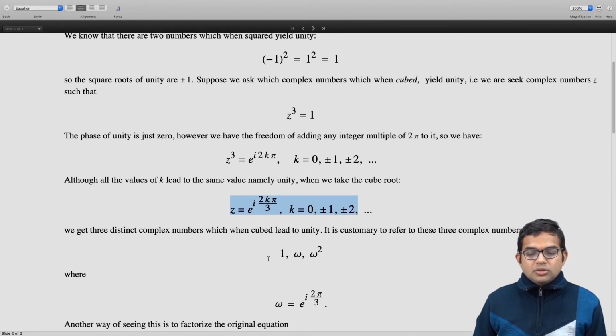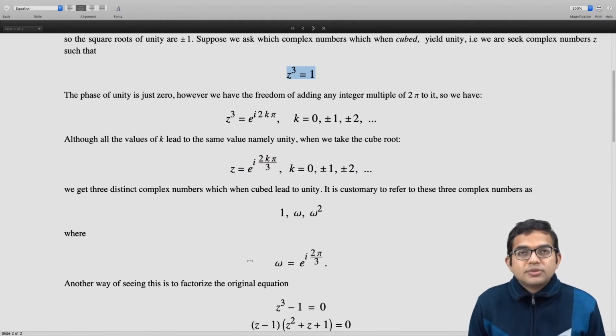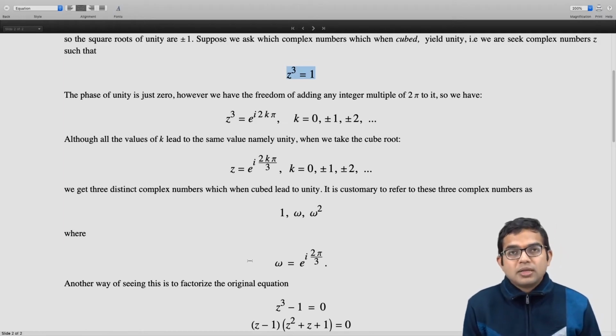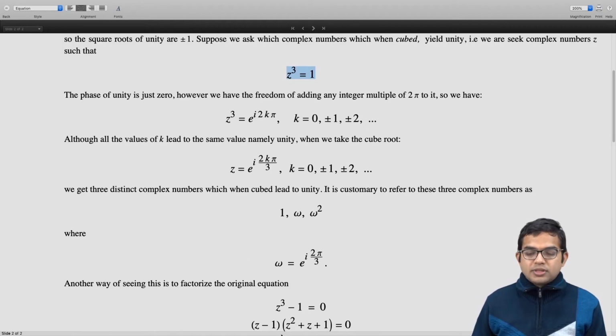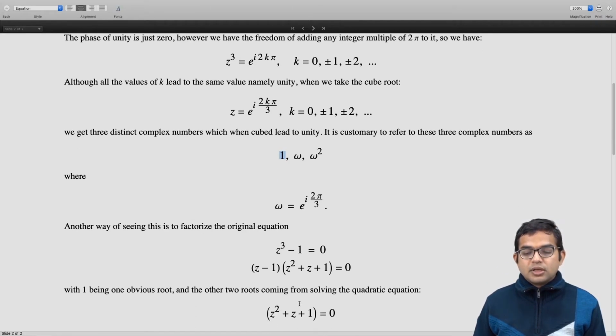Another way of arriving at the same result is to start with the original algebraic equation z cubed minus 1 is equal to 0 and factorize it. So z cubed minus 1 is the same as z minus 1 times z squared plus z plus 1, equal to 0. Which means that either z must be equal to 1, so that is one root, which is the obvious root, the real root, or z squared plus z plus 1 equal to 0. That's the quadratic equation, which you can solve, and we know how to solve a quadratic equation.